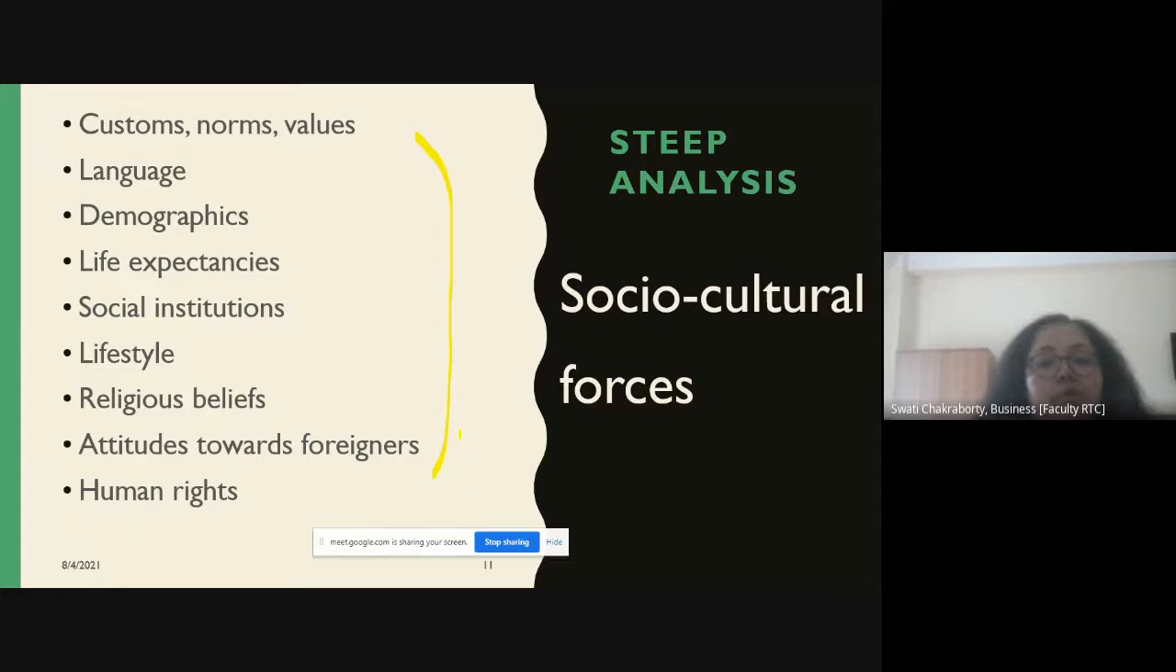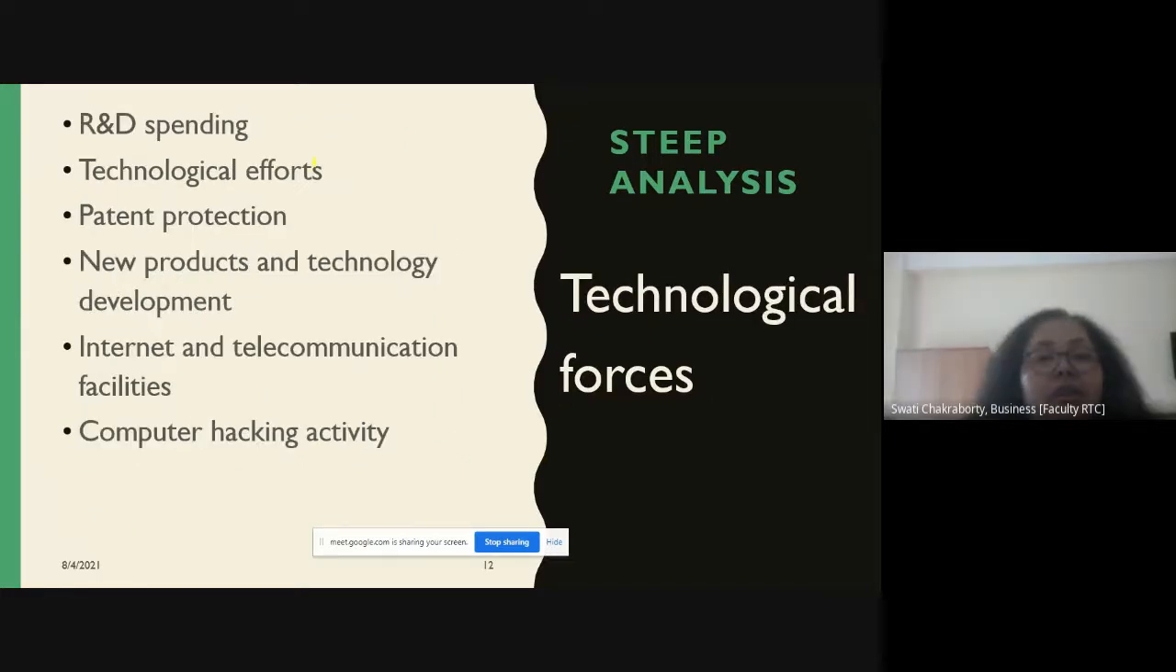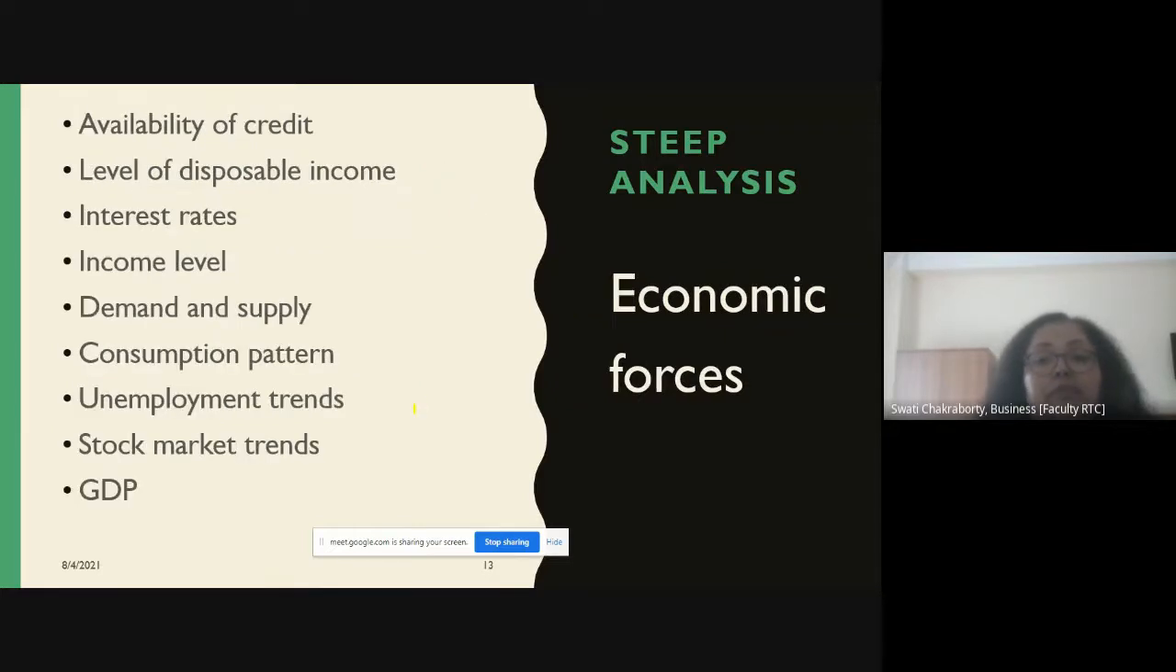beliefs, our attitude towards the foreigners, human rights. For technology, as we said, and as the table also showed, we have R&D spending, technological efforts, patent protection, degree of patent protection, new products and technology development, the level of internet and telecommunication facility, computer hacking activities.